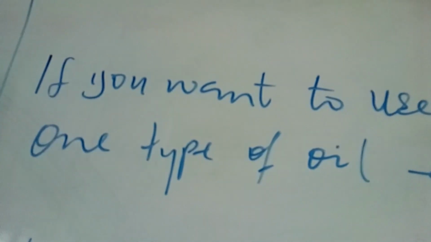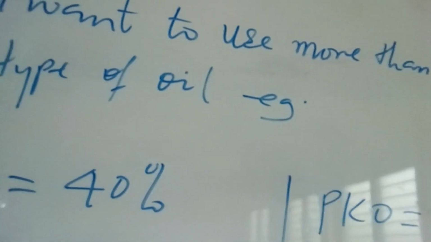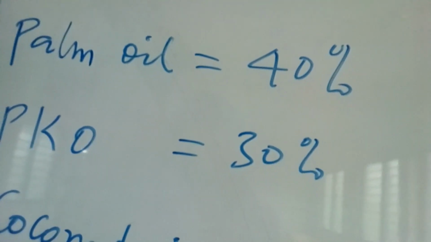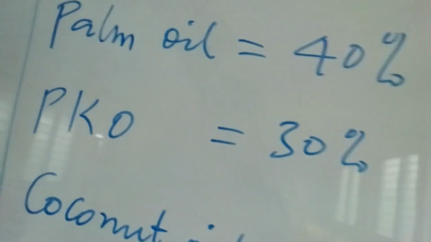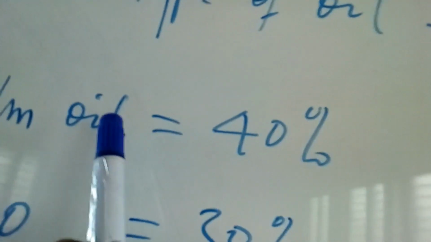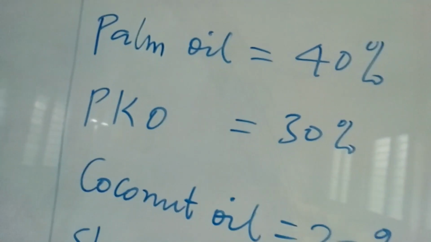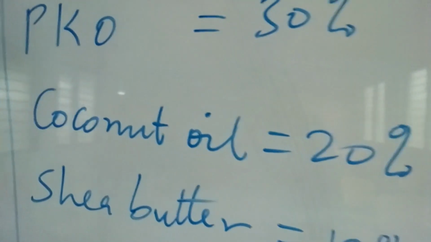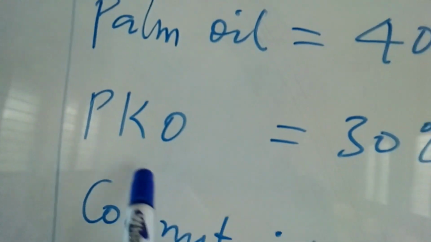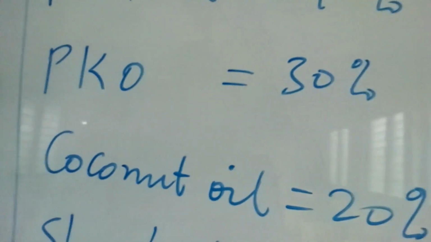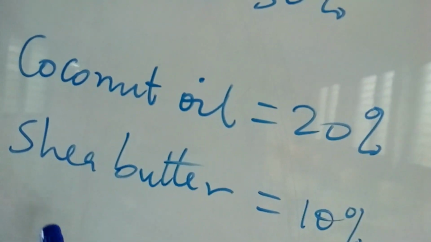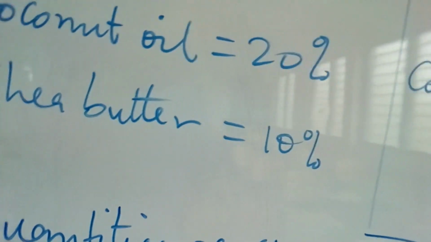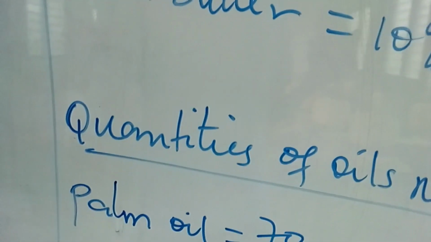Now let's see, if you're using more than one type of oil, let's say in your formulation you want to use 4 different types of oils. So you're using palm oil, you want to use 40% of the total amount of oil, or the total volume of oil required. PKO, that's palm kernel oil, you want to use 30%, coconut oil, you want to use 20%, then shea butter, you want to use 10%. So you want to combine these four types of oil to make your soap.